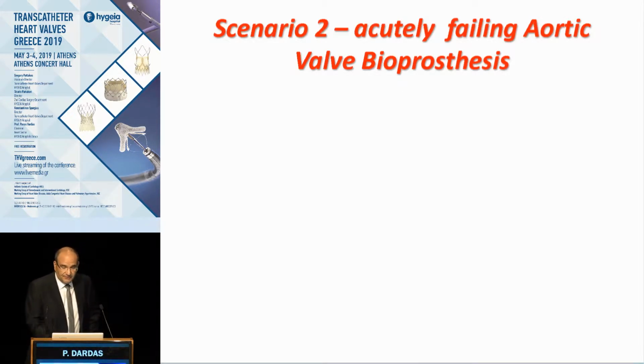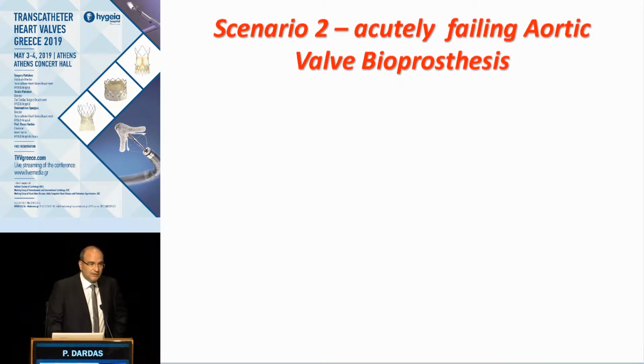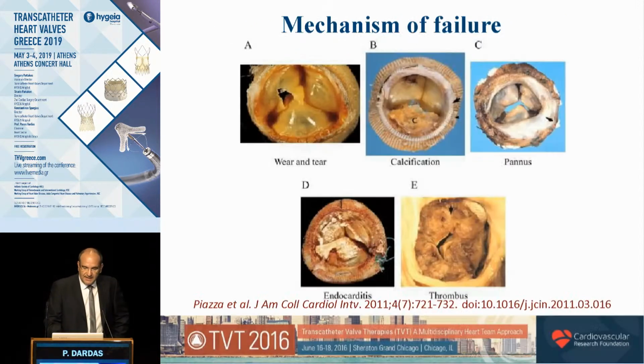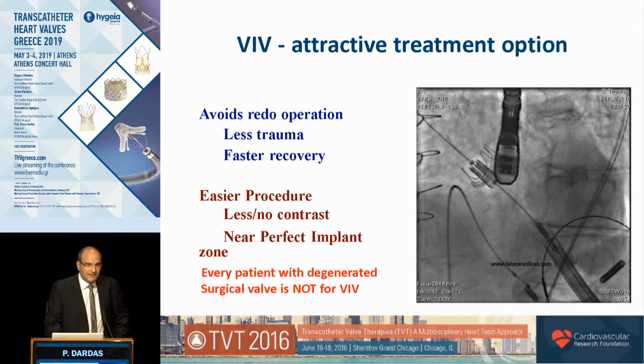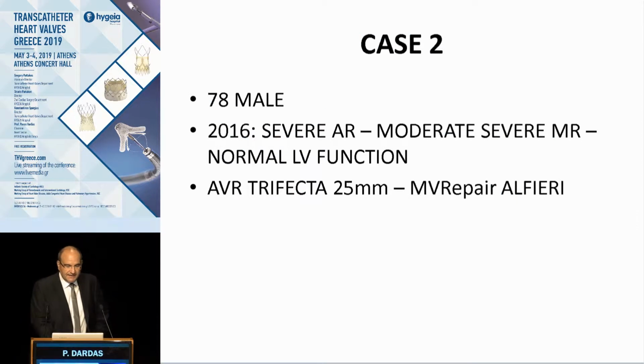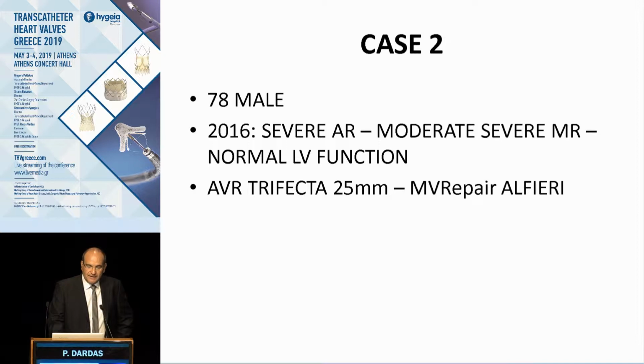The second scenario is the scenario of a patient with acutely failing aortic valve bioprosthesis, and we heard a lot about it. We know the mechanisms of valve bioprosthetic failure: wear and tear, calcification, pannus, thrombus, endocarditis, and we all know that valve-in-valve is a very efficient and quick treatment. And this is a case of a 78-year-old male who underwent a bioprosthesis AVR 3 years ago with a Trifecta 25mm due to severe aortic regurgitation.